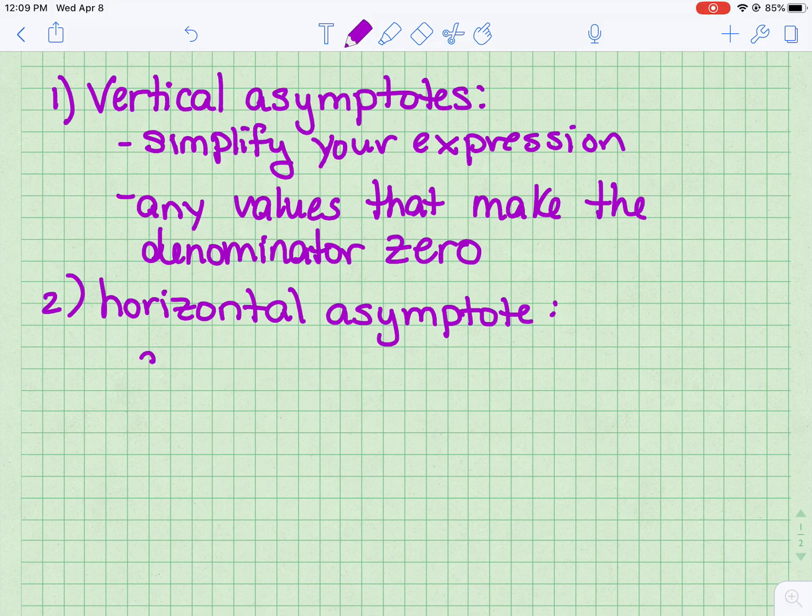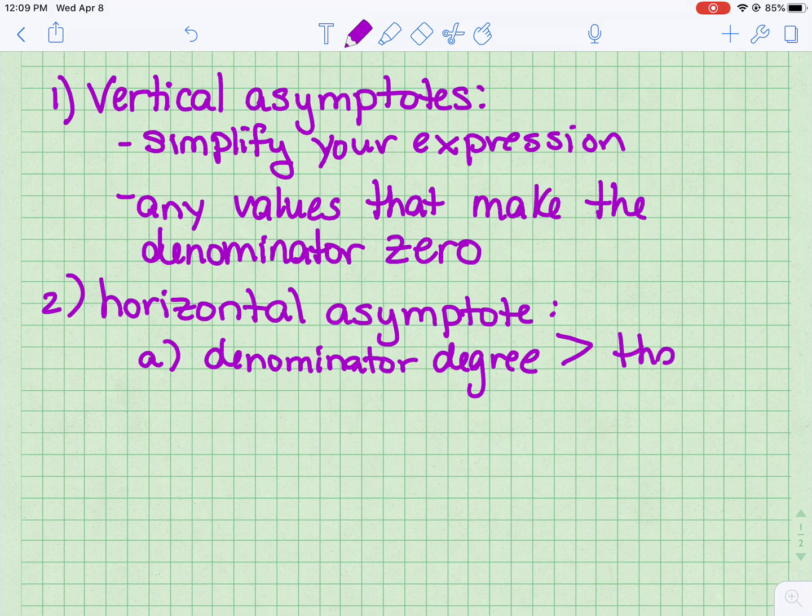The first possibility is that the denominator degree, and I'm just going to do it if you want the whole sentence. She did that on her video, but I'm just going to try to make it short. If the denominator degree is bigger than the numerator degree, we don't need then. If that happens, we have a horizontal asymptote at y equals 0.